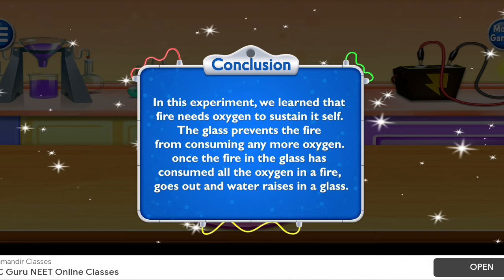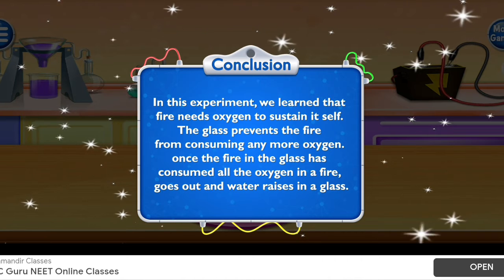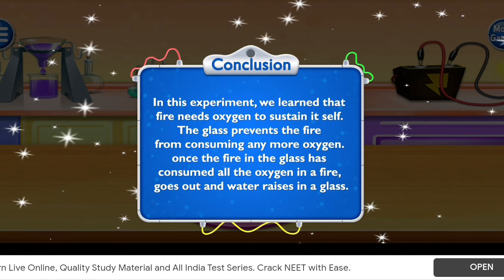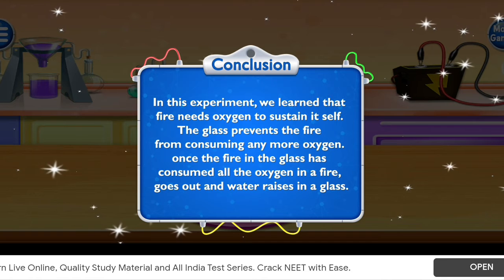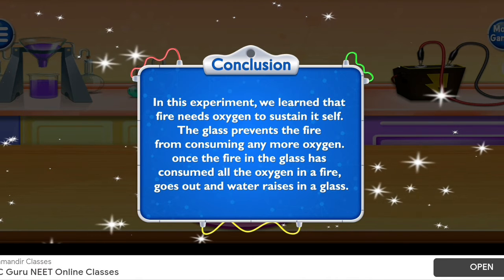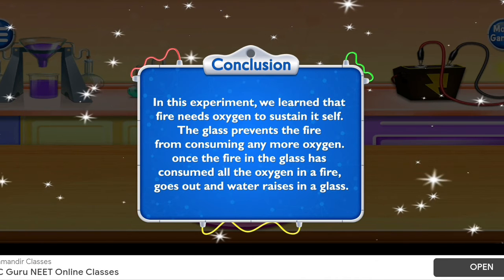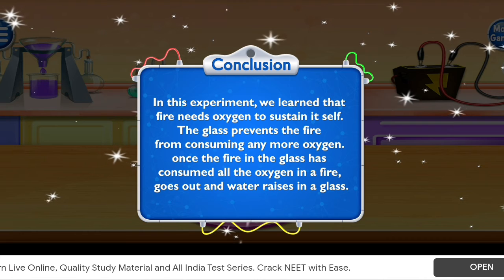In this experiment, we learned that fire needs oxygen to sustain itself. The glass prevents the fire from consuming any more oxygen. Once the fire in the glass has consumed all the oxygen, the fire goes out, and water rises in the glass.